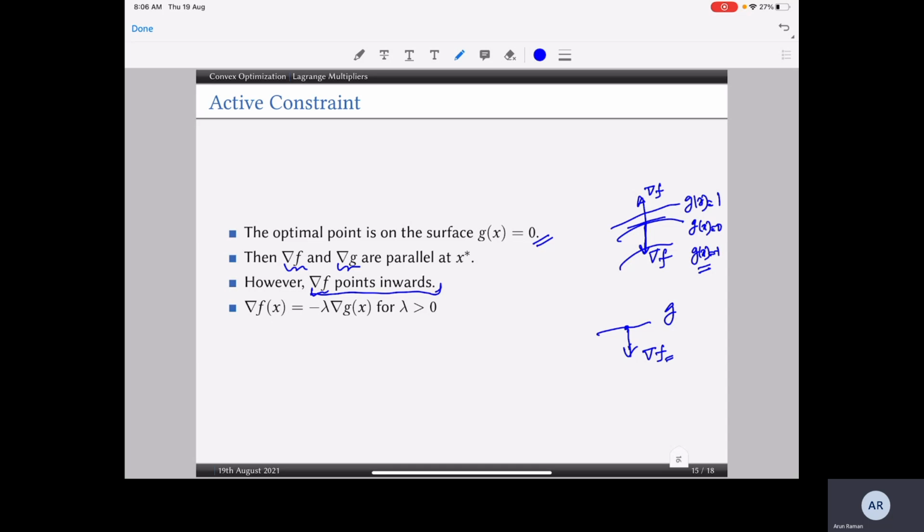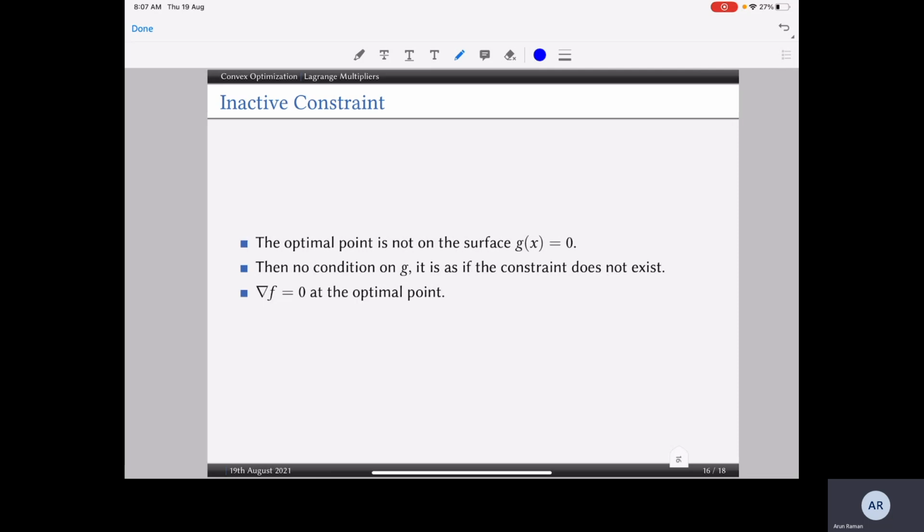The condition that we had when we discussed the equality constraint was something like this. But since here we have a fixed direction of grad f, the condition reduces to this specific form, where we have lambda greater than 0. In the equality constraint case, we did not have any restriction on nu. It could have been any real number. So this is the case of an active constraint.